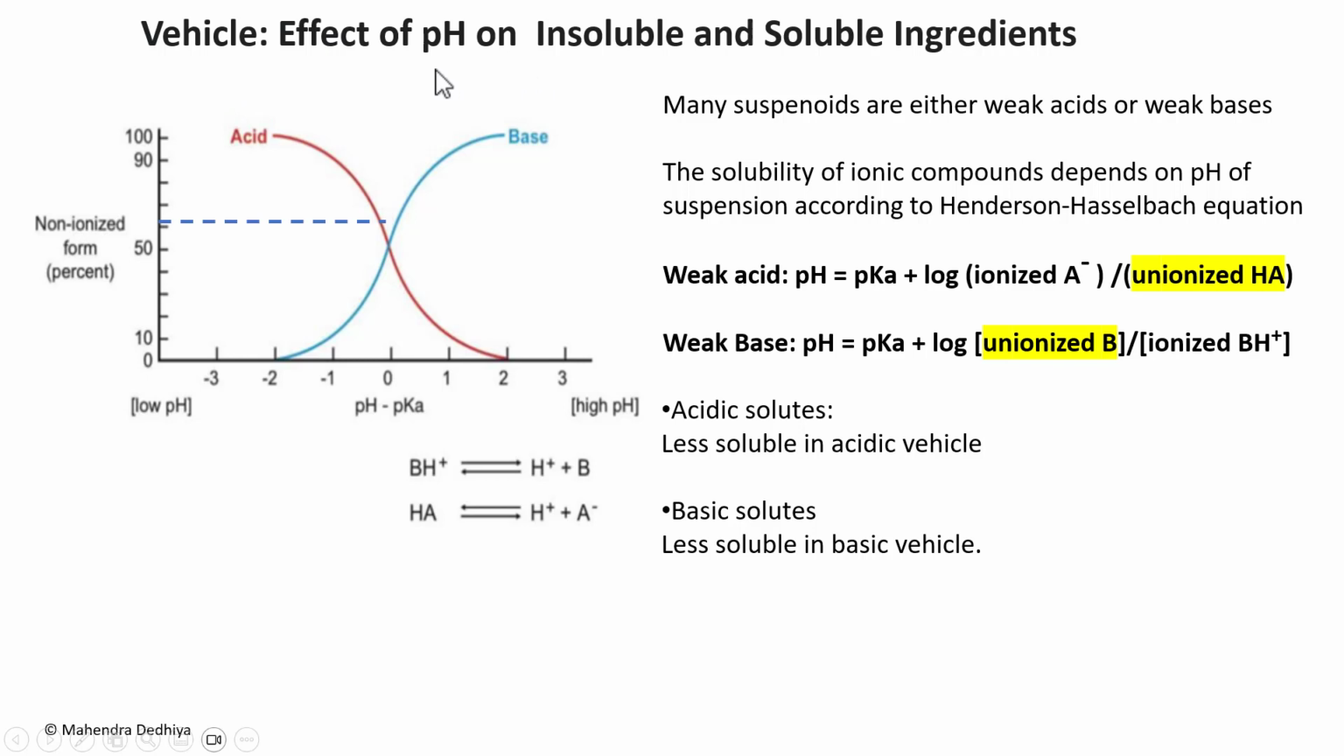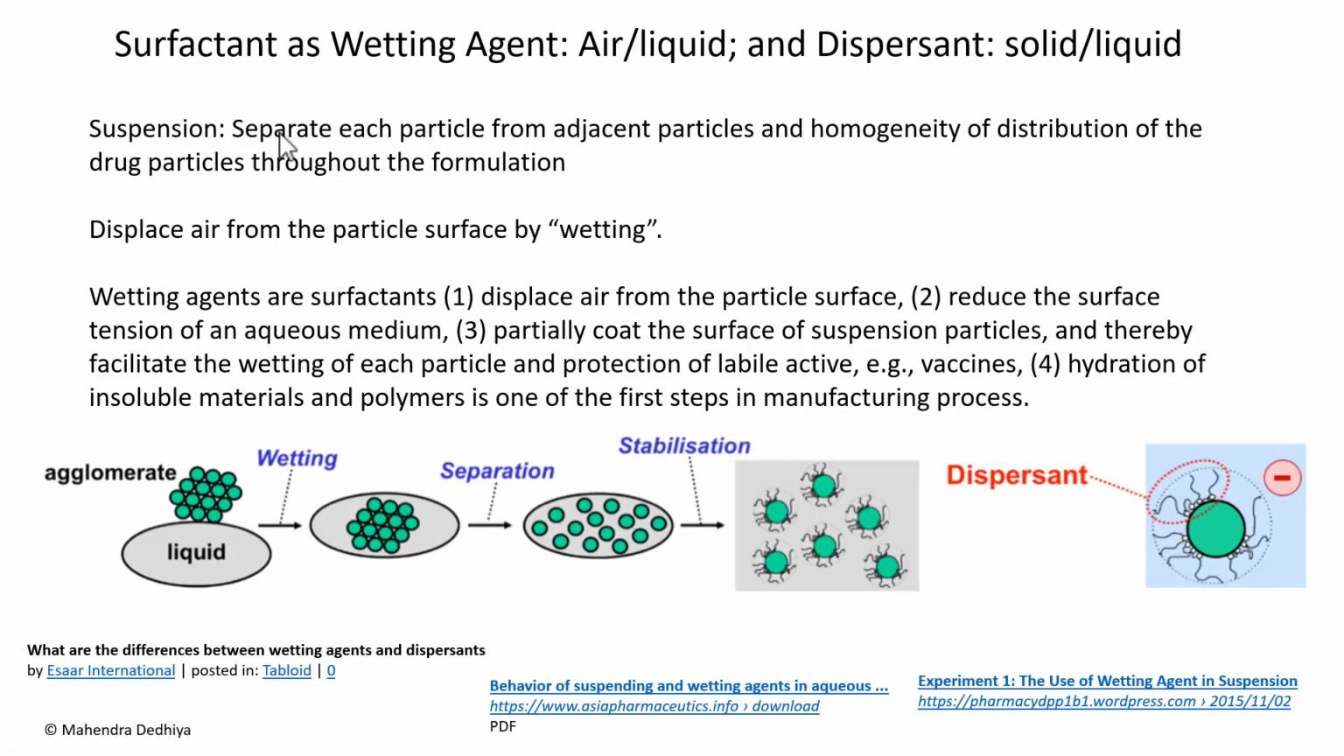Solubility and insolubility of the materials which are used as an active is affected by the pH. And this particular property is used to make suspension. Many suspensoids or solutes are either weak acids or weak bases. And solubility of ionic compounds depends on pH according to the Henderson-Hasselbalch equation. Acidic solutes are less soluble in acid. Basic solutes are less soluble in basic vehicle. So this property can be used to select the pH of the suspension whereby the solute is essentially insoluble. And we will look at the examples in formulation composition.